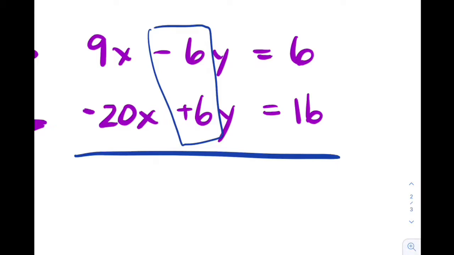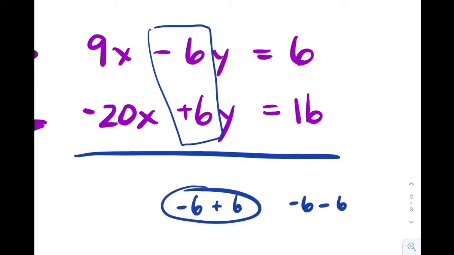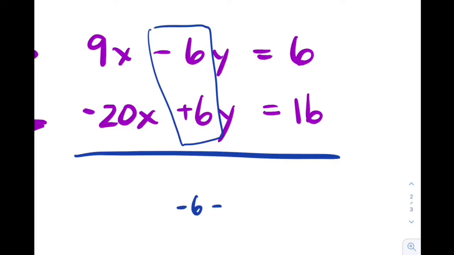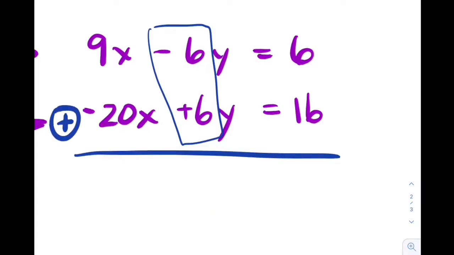So does negative 6 plus 6 get rid of it, or does negative 6 minus 6 get rid of it? Well, plus 6 will get rid of it, so I know I'm going to be adding all these terms. If I subtract, then I would have negative 12. That's not what I want, so I'm going to add all the like terms.